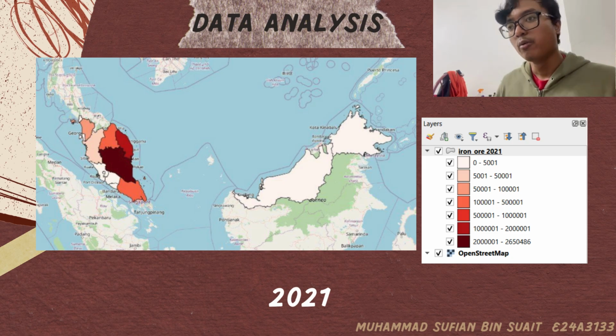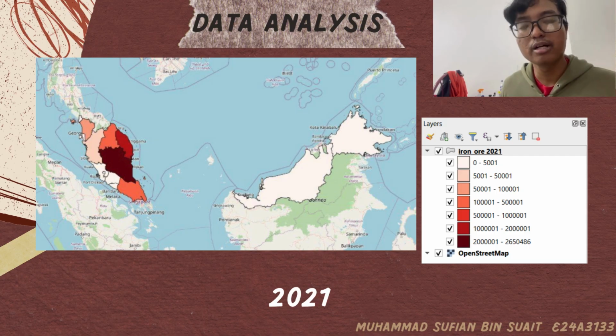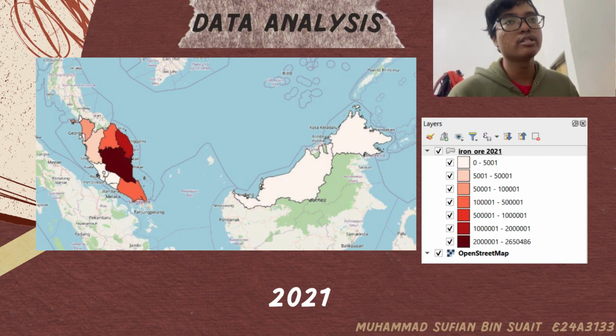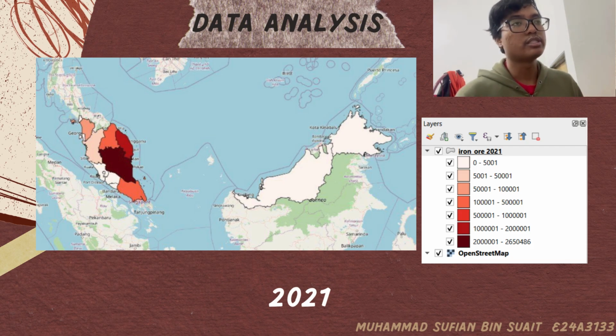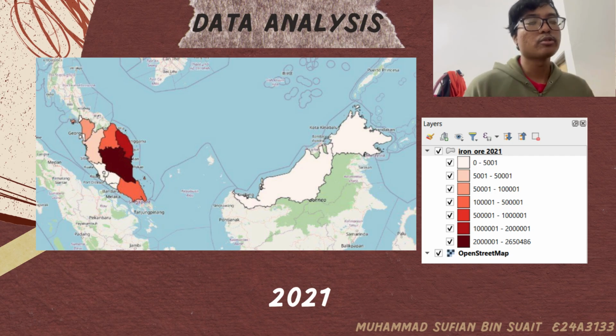On the west coast of Malaysia, we can actually see some in Perak. This year, 2021, is the first year where Perak produced iron ore in such a long time. Perak was famous for tin ore, but iron ore is quite new, and 2021 is the first year that they produce it, extract it.